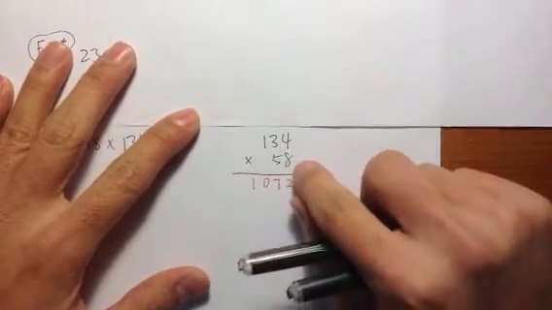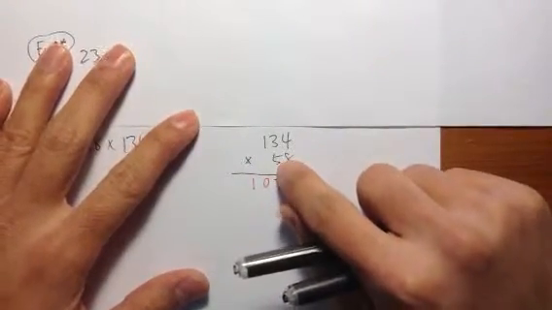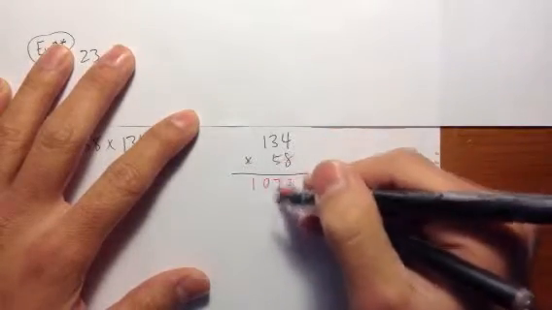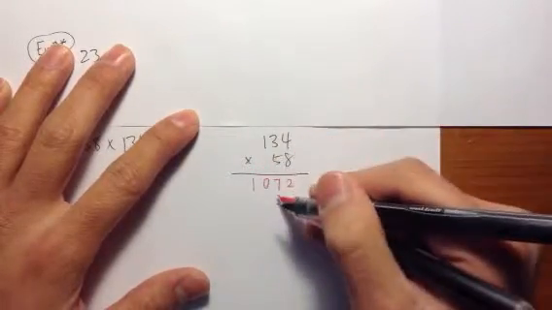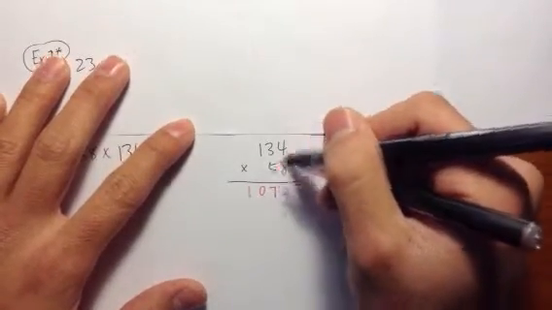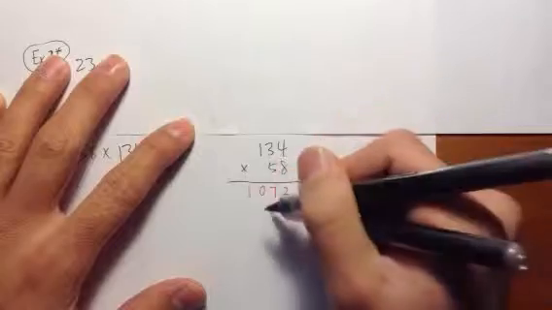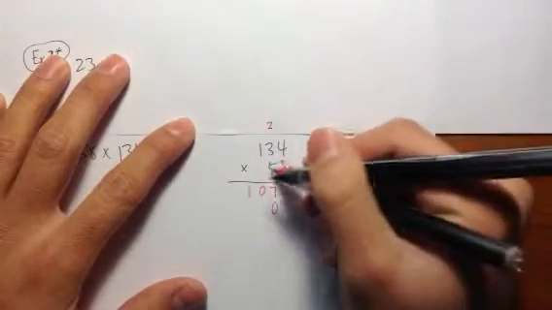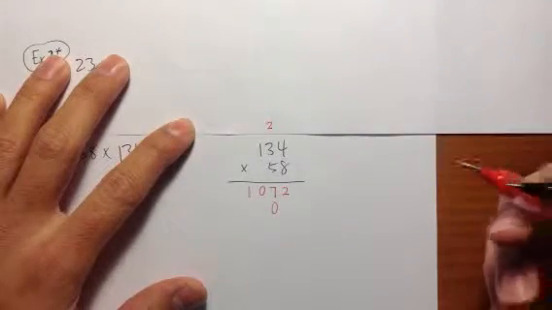Now we are done with the 8. Move to the 5. And again, this is in the second place. So later on when we do the calculations, we're going to start off right here. 5 times 4, we get 20. So I write down the 0 first, and then put a 2. Right? 5 times 4 is 20.